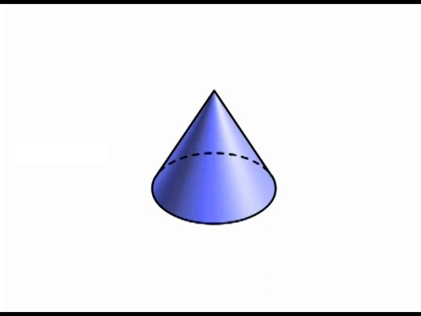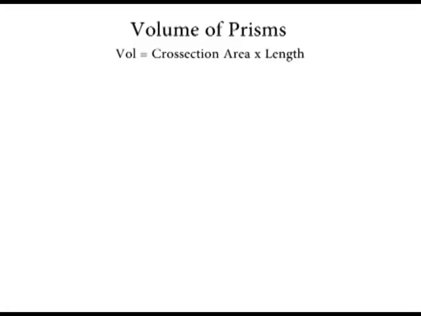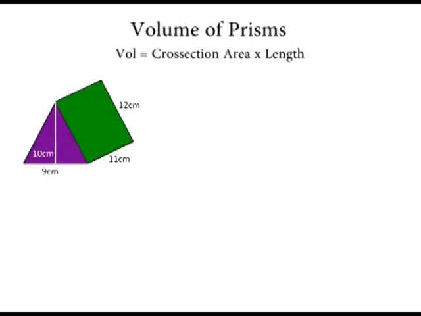The general formula for finding the volumes of prisms is: volume is equal to cross-section area times length. For this triangular prism, the cross-section is a triangle, and so volume is equal to the area of the triangle times the length. Area of the triangle is equal to a half base times height. This is equal to a half times 9 times 10, and then we multiply by 11 to get volume, and so volume is equal to 495 cubic centimeters.